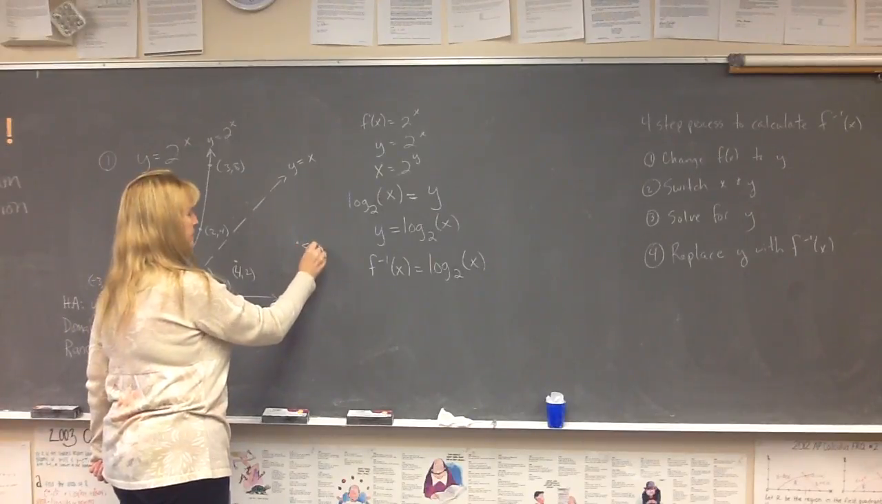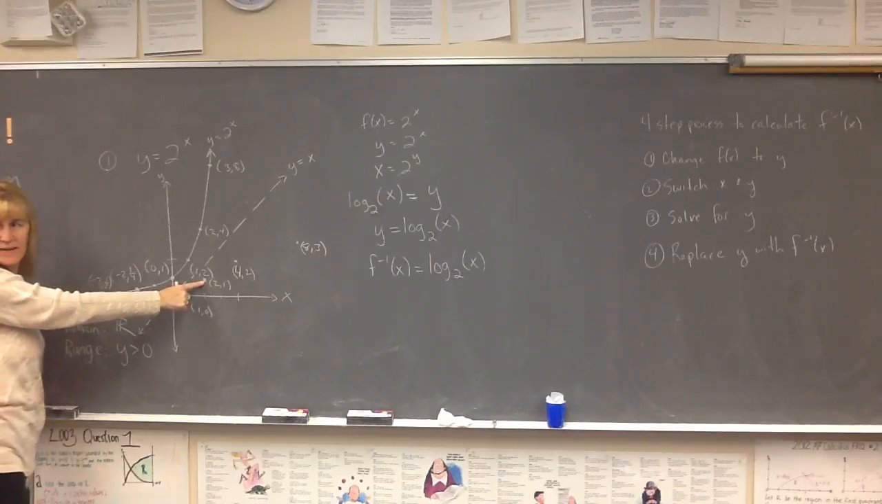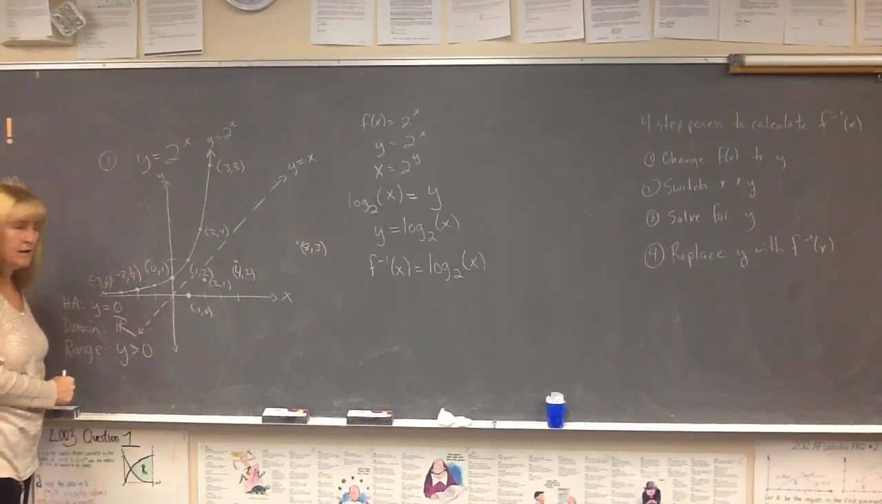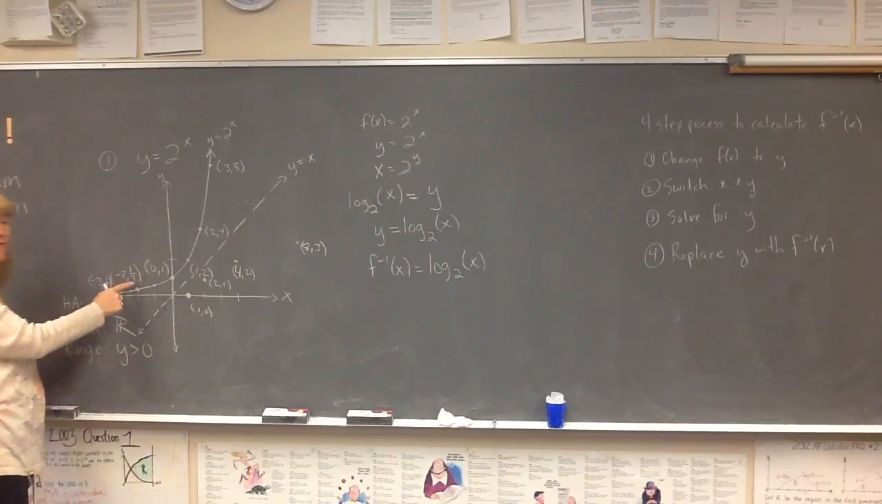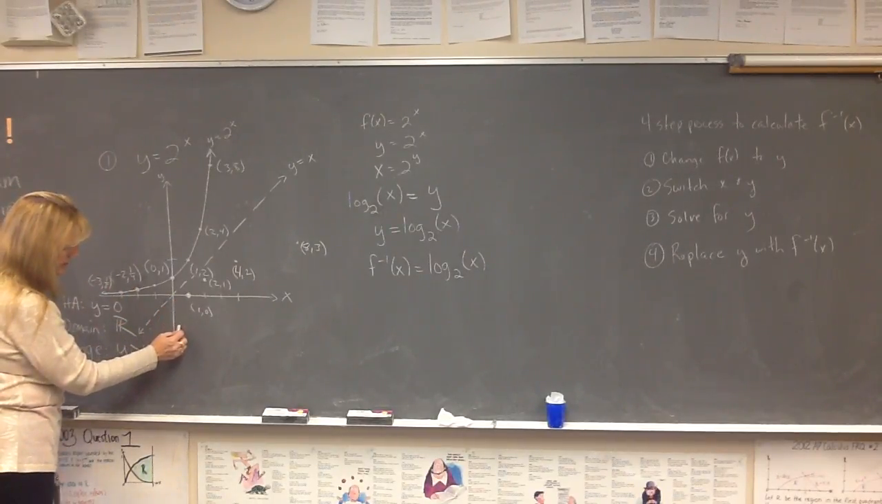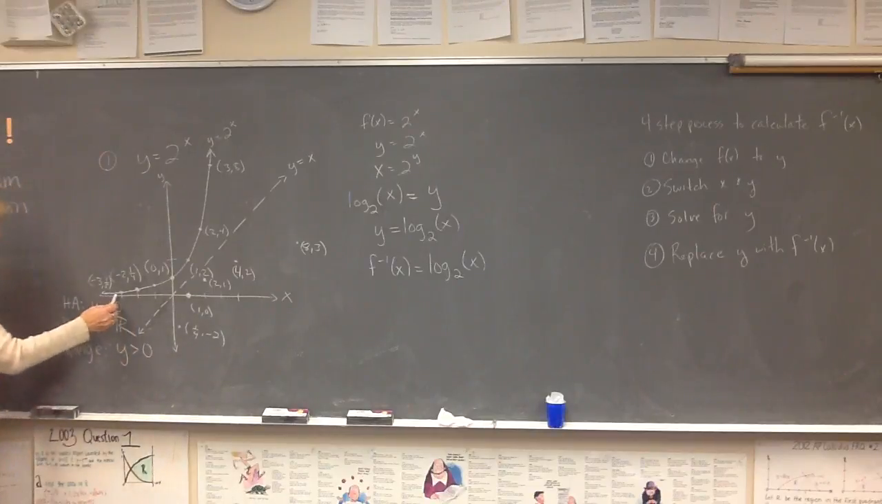2, 1. I already got it. You blind? Oh, sorry. I was plotting points. What else we got? 1/4, negative 2. Good job.